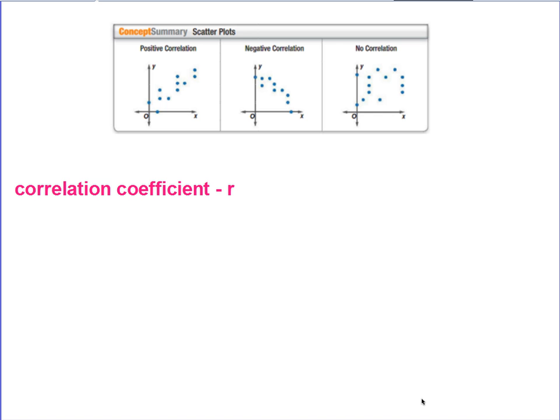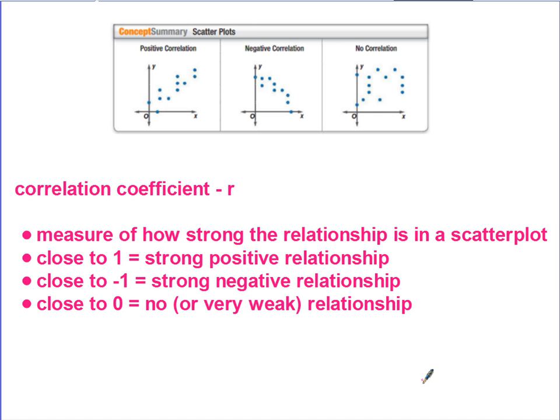And when we talk about correlation, we're also going to be talking about something called the correlation coefficient, and the symbol for that is R. So the correlation coefficient is R, and it is a measure of how strong the relationship is in a scatter plot. We could say the dots are going up, but are they all really close together and form almost a perfect straight line? Or do they just kind of sort of look like they go up?